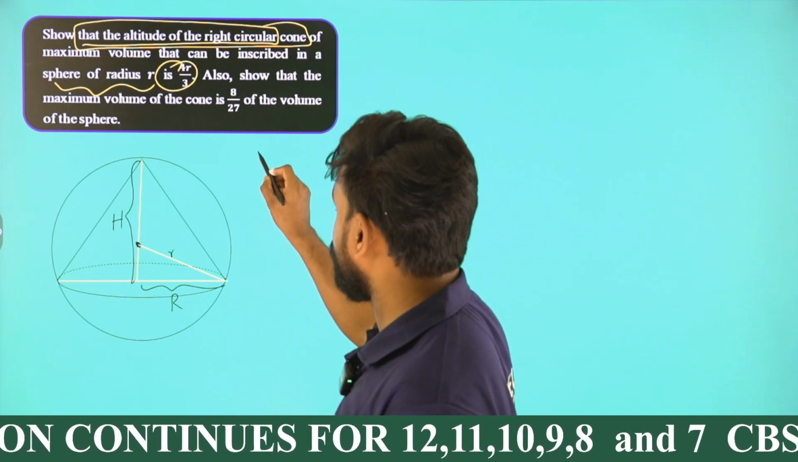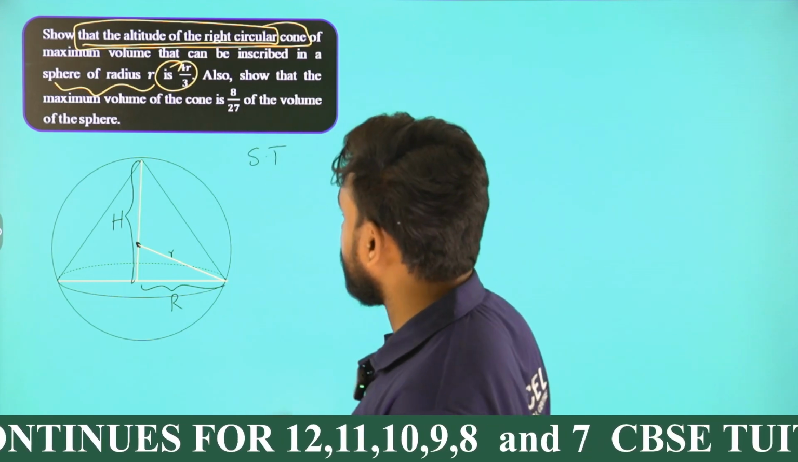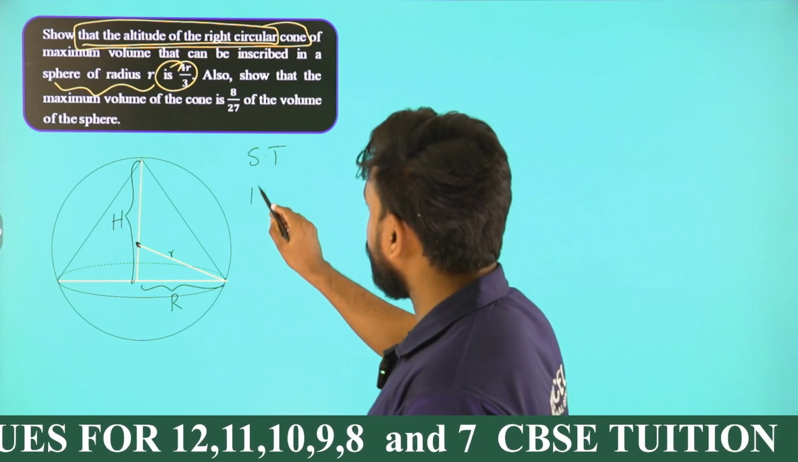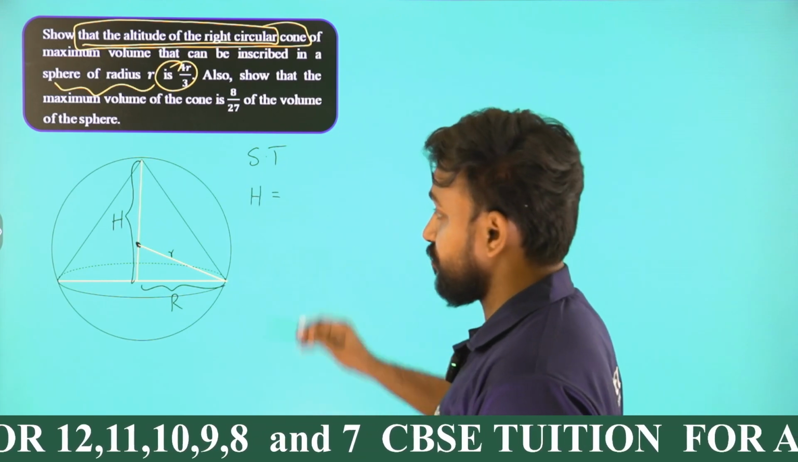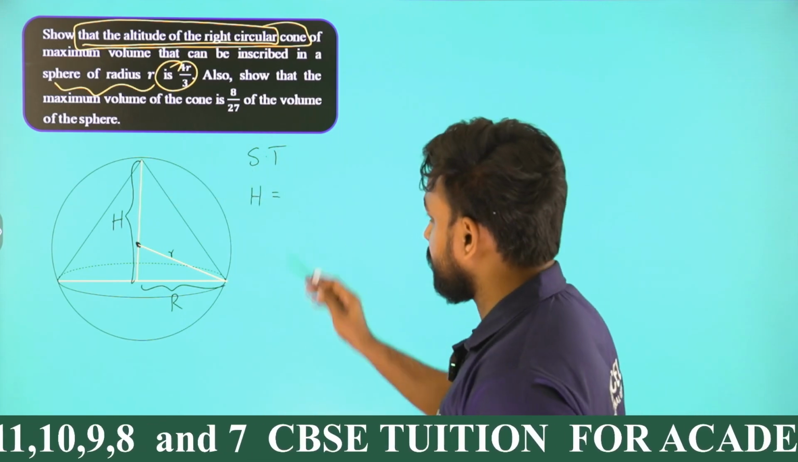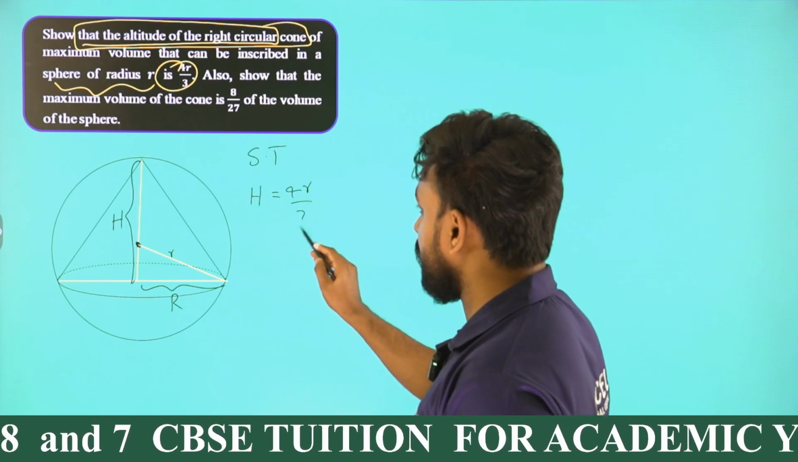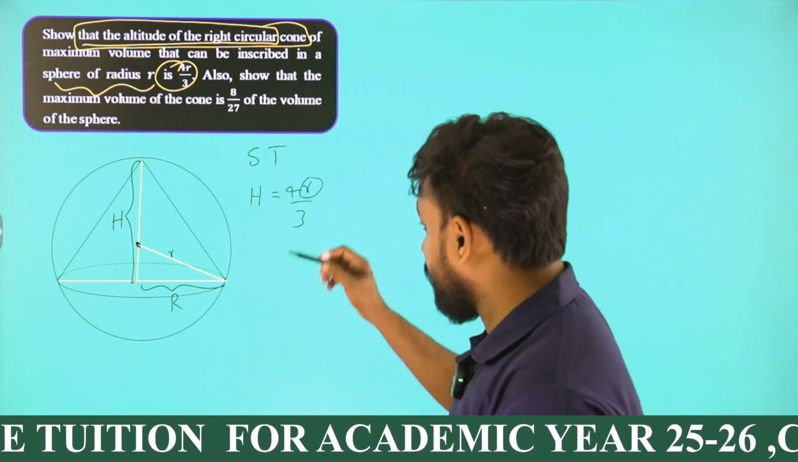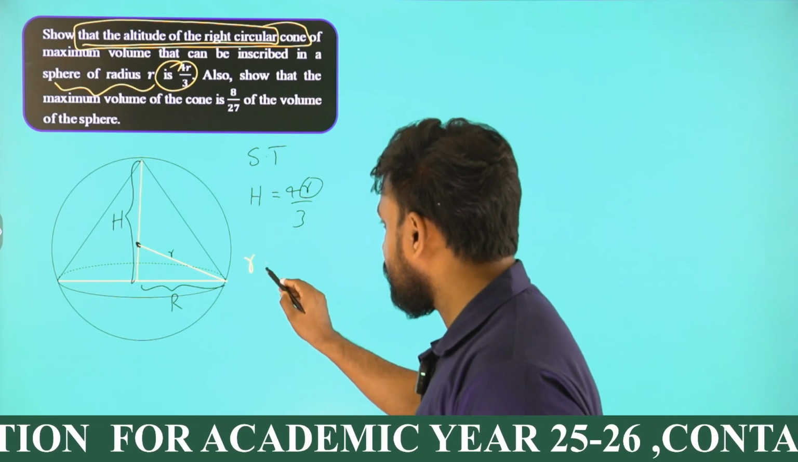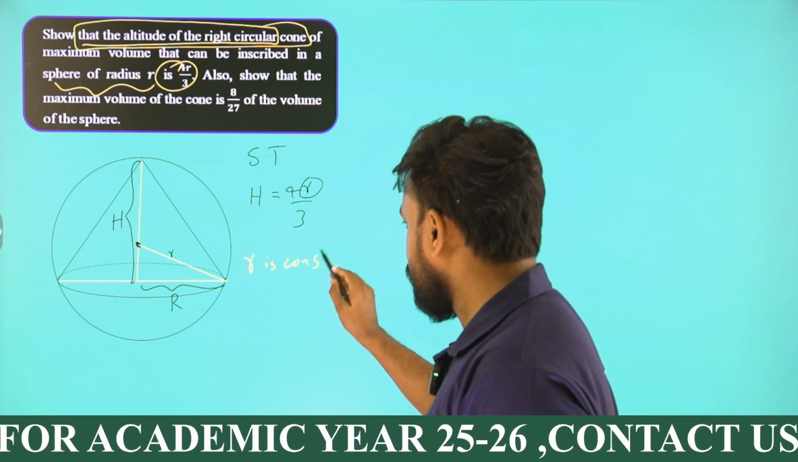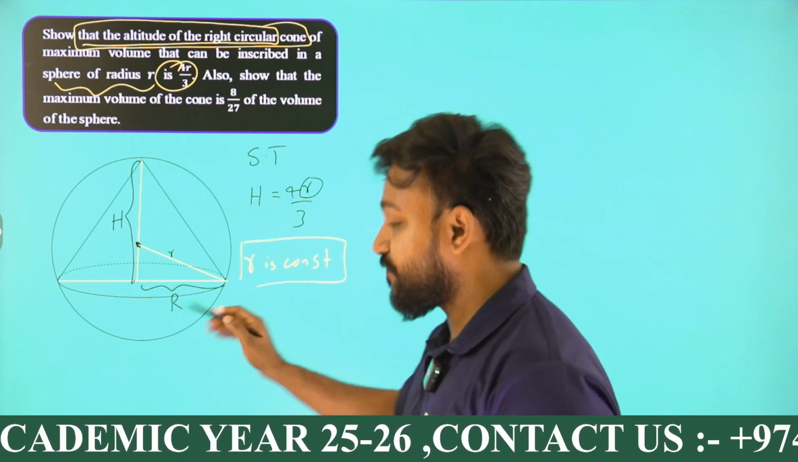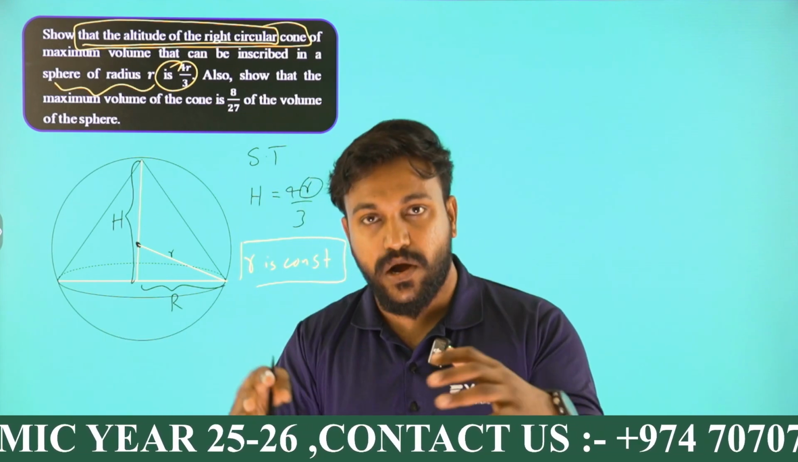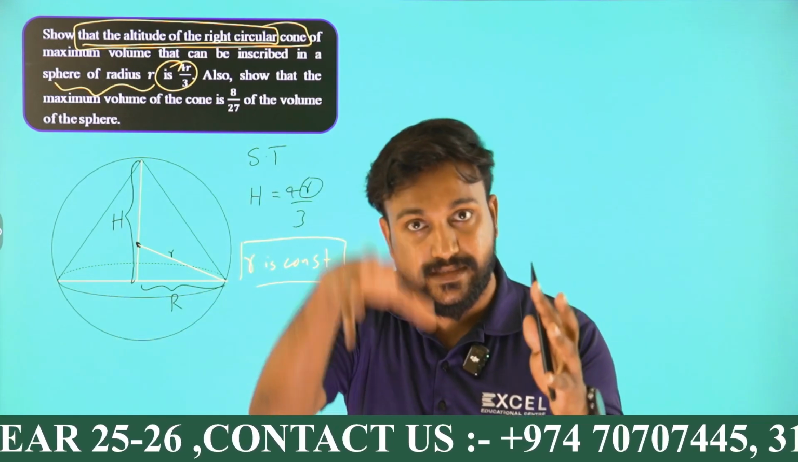So show that the altitude of the right circular cone is 4r/3. So we need to show that. It's a show-that question. The altitude of the right circular cone, that is capital H from the figure, is 4r/3. What is the small r? It's the radius of the sphere. And we have to know one thing: r is a constant, because the sphere is given and you are inscribing a cone inside it.